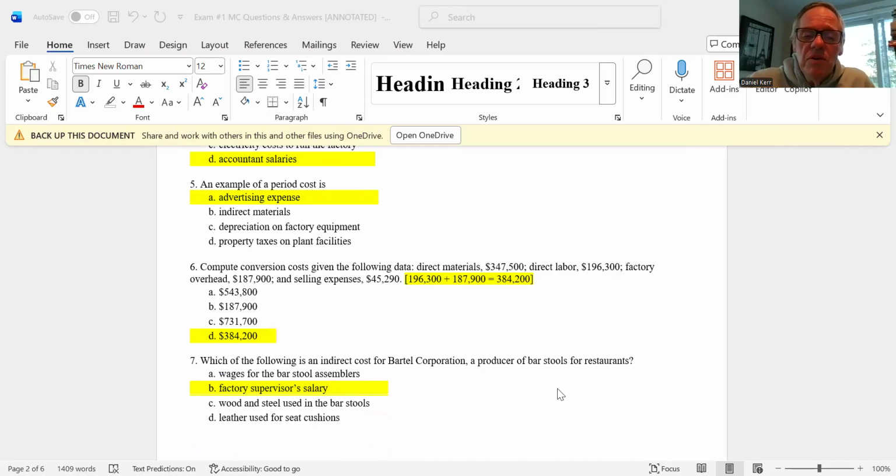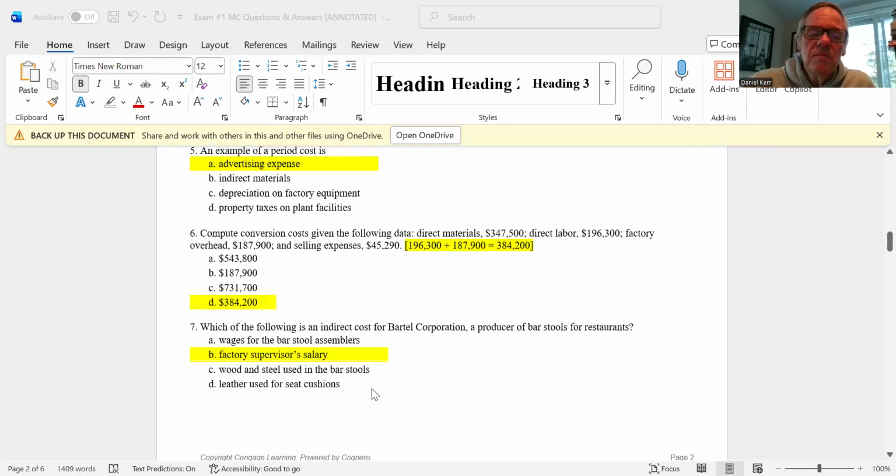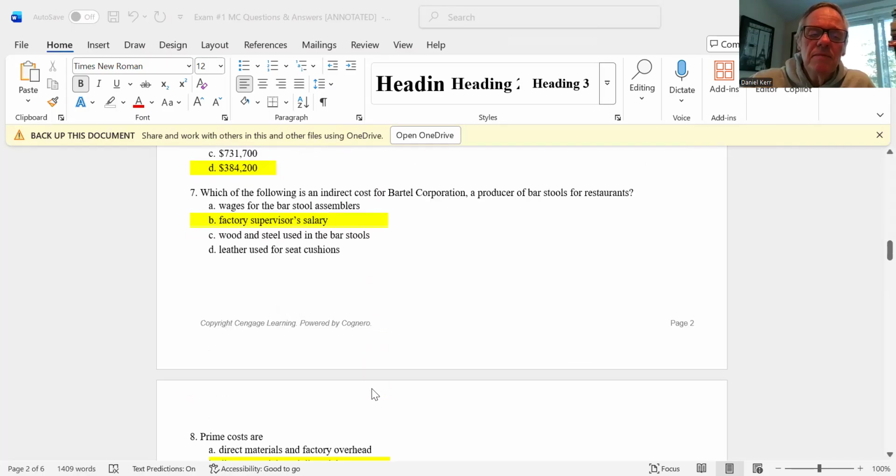Which of the following is an indirect cost for Bartow Corporation, a producer of bar stools for restaurants? Indirect costs, another word for that is overhead, are costs necessary to manufacture a product, but difficult to trace directly to the product. So wages, wood and steel, and leather used for seat cushions are all fairly easy to trace to the cost of the product. So factory supervisor's salary would be an example of an indirect cost or an overhead cost. So the answer there is B.